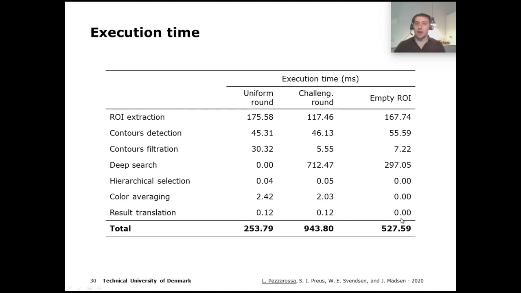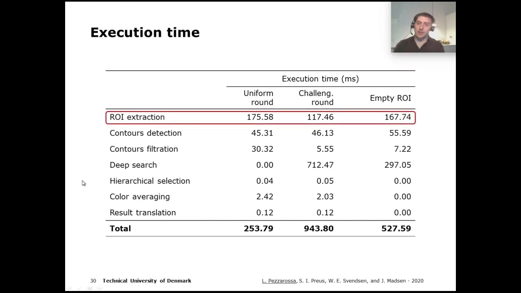We evaluated our algorithm also in terms of execution time. Here in this table, you can see the result for 3 different types of markers: uniform round, challenging round, and empty, so no marker. And we can see that a good percentage is the region of interest extraction, which is carried out in our case using AprilTag. So some of the time is actually spent just to identify where the AprilTags, the corners of the strips, are, and to crop, warp and rotate the image.